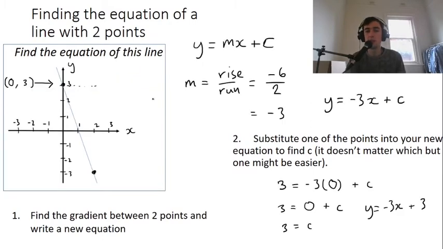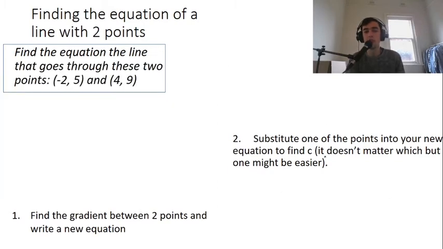Now, we do the same 2 steps, right? So first of all, we find the gradient between the 2 points. Second, we substitute one of the points in. So finding the gradient between the 2 points, there's an equation to find the gradient between these 2 points, and this is how the equation goes. It goes, the gradient m is, well, we'll just write rise over run, because it's always good to remember. It's y2 minus y1 over x2 minus x1.